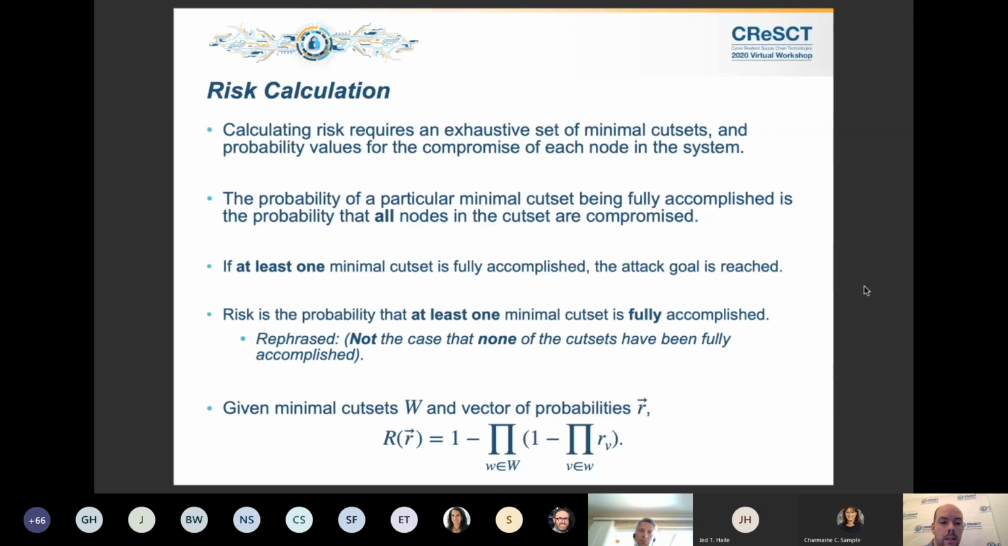I'm going to rephrase this here as: risk is the probability that it is not the case that none of the cut sets have been fully accomplished. It's a bit of a mouthful, but it helps to mirror the formula below. So if we're given minimal cut sets and a vector of probabilities, then we can combine these two to produce a risk calculation for the system.